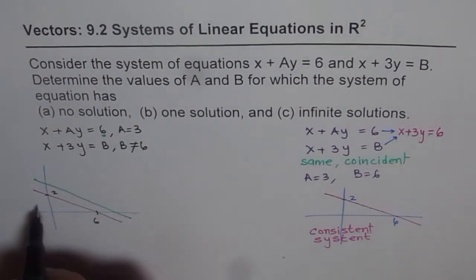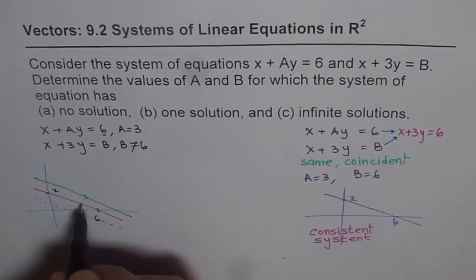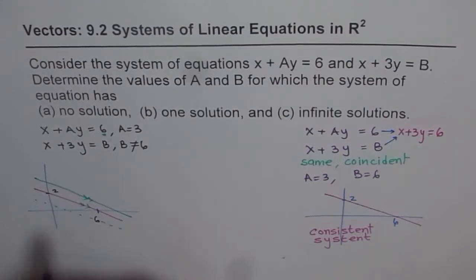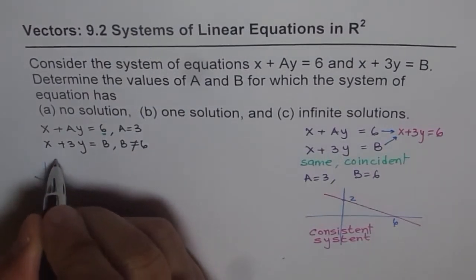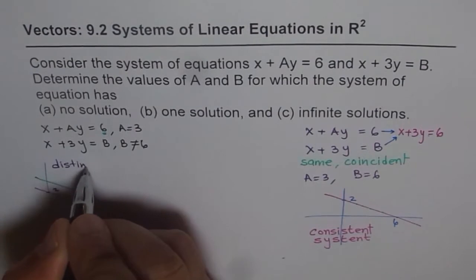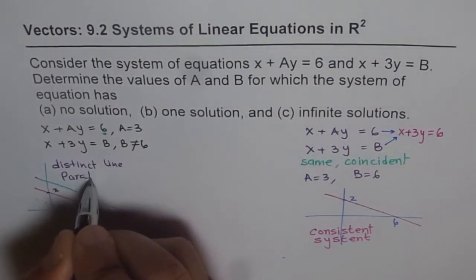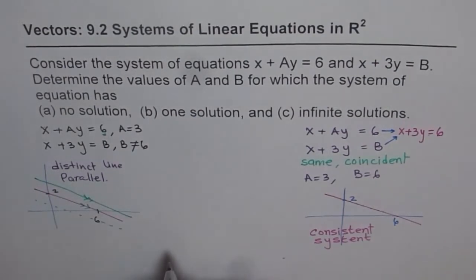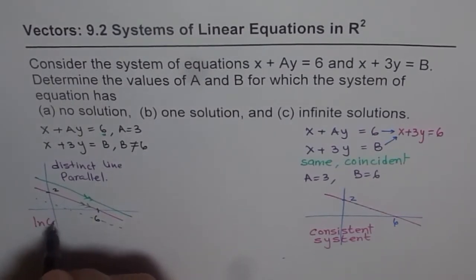If b is less than 6, then we may have a line below this. But they are parallel lines. What I'm trying to say is these are parallel lines. And since they are parallel lines, they will not have any solution, right? So in this case, we say that the lines are distinct and they are parallel, with the same slope or direction. And since they have no solution, we will call this system inconsistent.